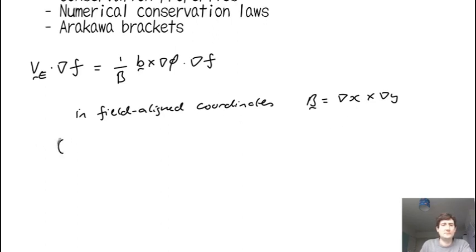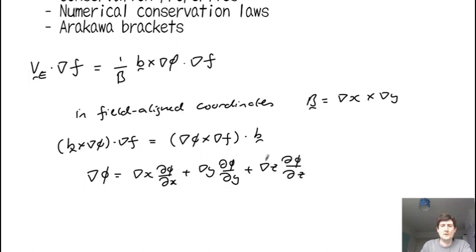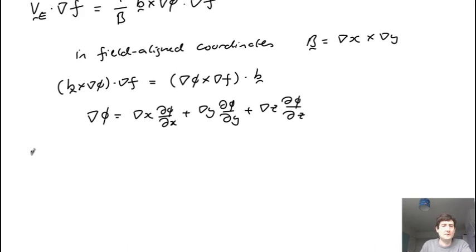So we first write this b cross grad phi dot grad f. It's useful to rewrite this because there's just the triple product, and so we can just change this to be grad phi cross grad f dotted with b, and then to write phi, a gradient of phi, this part here, this is the potential in terms of its x, y, and z components, and the same for f. And then we can rewrite the Poisson bracket term as the following.